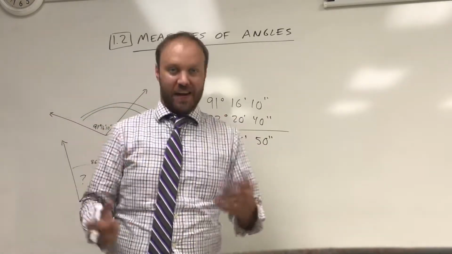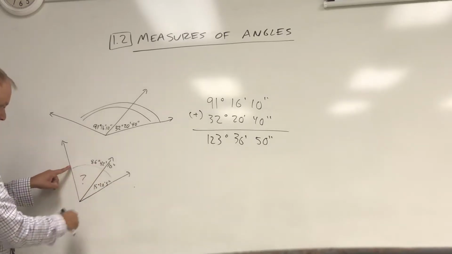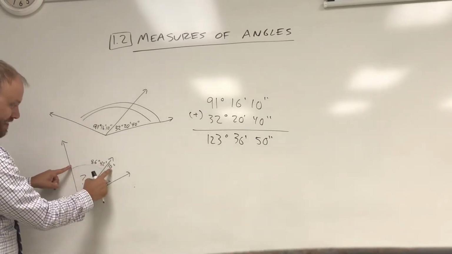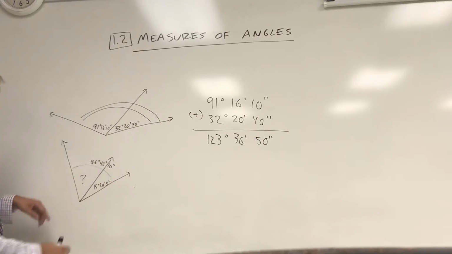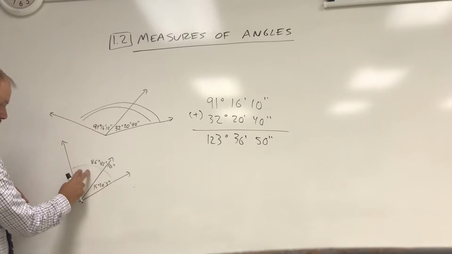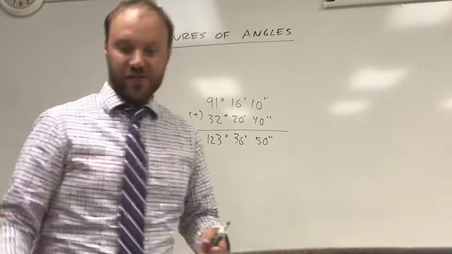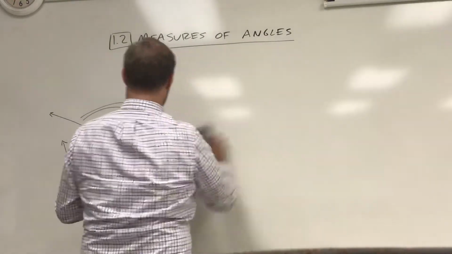You can also subtract angles. So for example, if they give me a whole angle here, and I've got something like 86 degrees, 42 minutes, 10 seconds, and I've got a 15 degrees, 20 minutes, 5 seconds. I could take this whole angle, and I can subtract this angle, and it should leave me with this other angle over here. So you can also subtract with degrees, minutes, and seconds. Totally okay. So let's take a look at that.